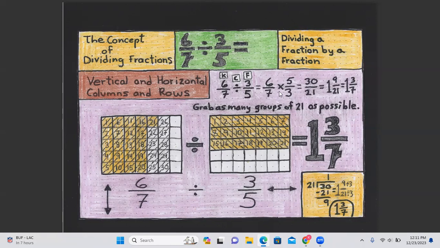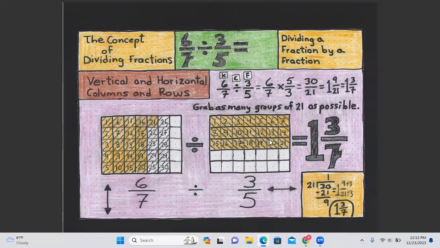And so we will multiply across. 6 times 5 is 30. 7 times 3 is 21. And at this point, you could simplify this fraction by dividing both numbers by 3. But for now, we're just going to keep it as it is to better help us understand the model. And so when we divide 30 by 21, we will get 1 and 9 over 21.